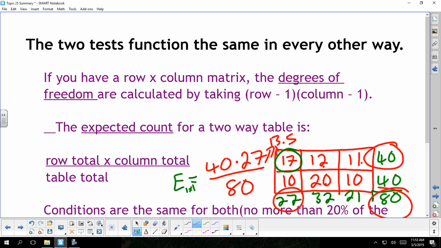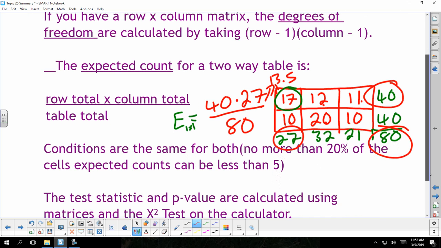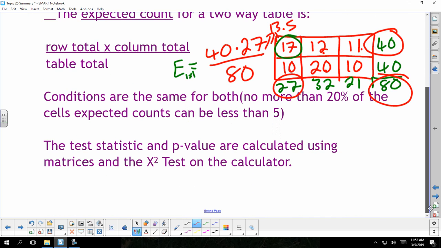So the conditions are also identical to the chi-squared goodness of fit test. No more than 20% of the expected counts can be less than 5. Typically, we're going to see that all expected counts are greater than or equal to 5. Okay? And simple random sample, of course.